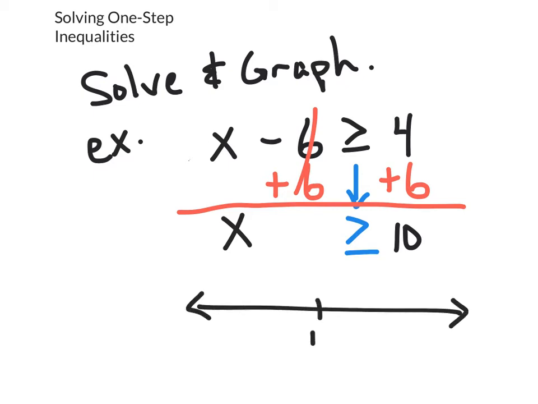My 10 is going to be in the middle. Once again, a number to the left is going to be a 9. The number to the right of that is going to be an 11. When I go ahead and graph this, I have greater than or equal to. And that equal to says I actually have to include the 10. So instead of having an open circle here, I'm going to go ahead and close that circle completely up.